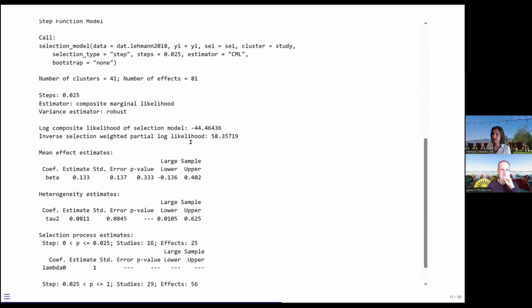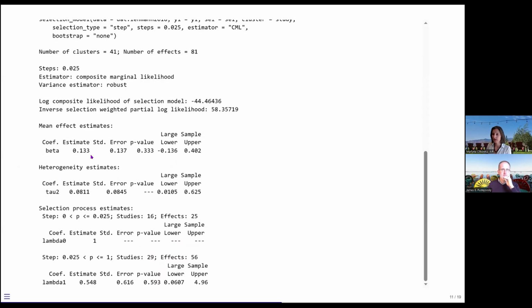So first, what you will see is a call to the model that you specified to run. That also tells you the number of clusters, number of effects. In this case, we have 41 studies with 81 effect sizes. So on average, about 2 effect sizes per study. So there is clustering. So what we see here from the mean effect estimates is that our average adjusted meta estimate that accounts for selective reporting is about 0.13, which is 45% smaller than the unadjusted estimate that we obtained from the previous random effects model, which was about 0.21.